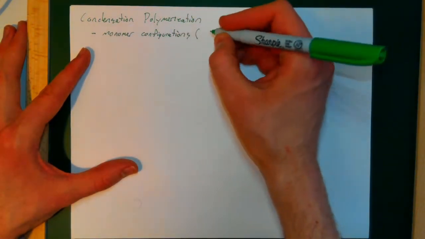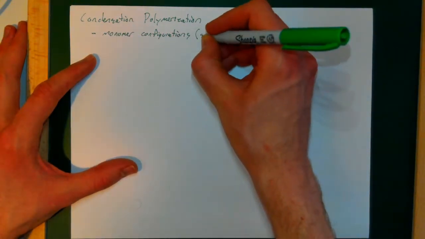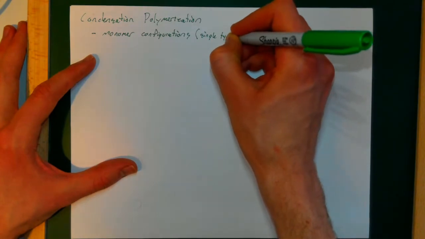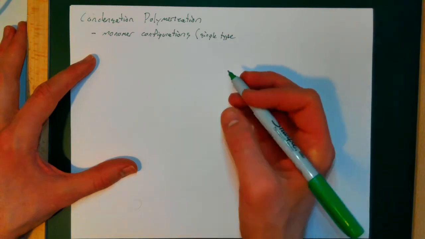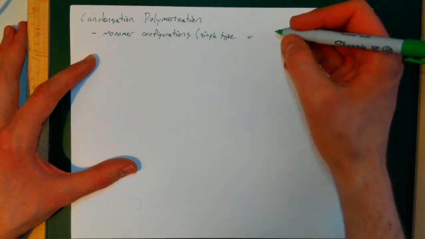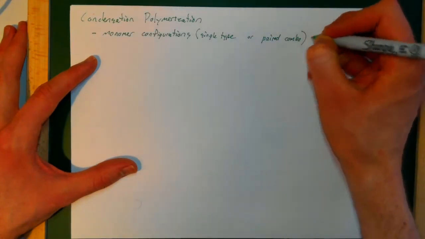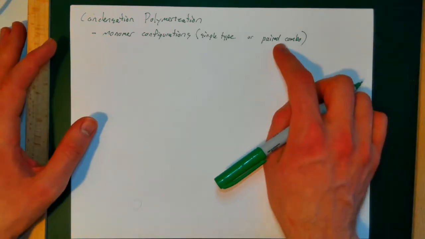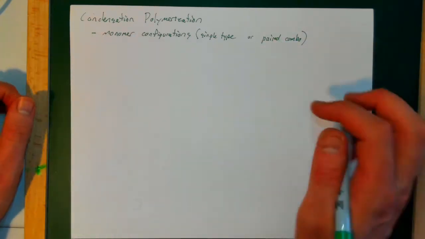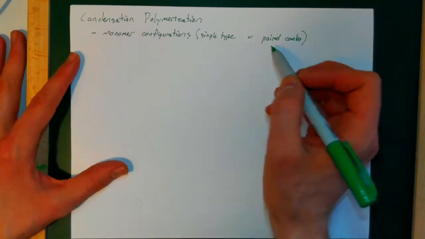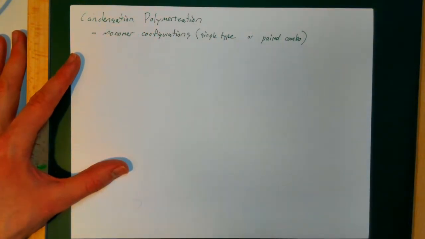In essence, there are two main modes that you can have for condensation polymerization. You can have a single type, where all of your monomers are of the same type, or you can have a paired combination where you have an equal number of two different types of monomers, and you can combine them in an alternating fashion to build up chains as well. Both modes can result in condensation polymers.